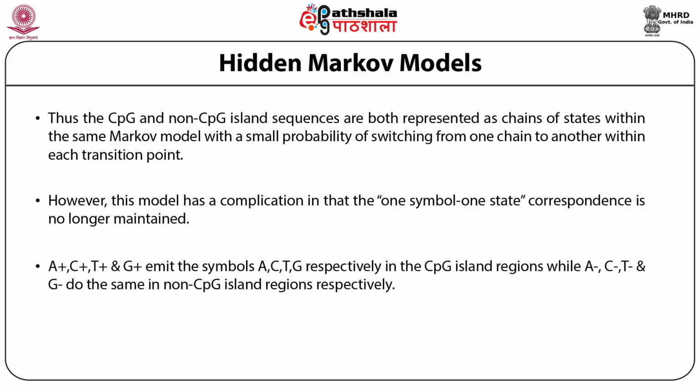I might have an A, C, G or T, which may be part of a CPG island, or the same thing may be part of a non-CPG island. So one way to avoid this problem is that I define two kinds of bases. I define A plus, C plus, T plus and G plus, which are the same thing, adenine, cytosine, thymine and guanine, when they come from a CPG island. Or I also define A minus, C minus, T minus and G minus for the same four bases, but this time coming from a non-CPG island.